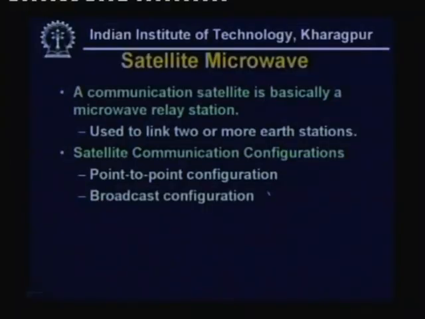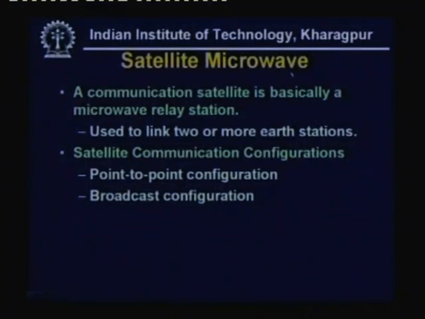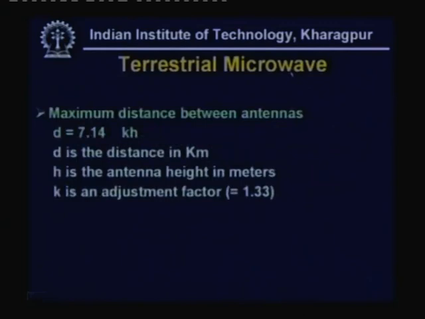We have discussed the terrestrial communication. Now comes the satellite microwave communication. We have seen in the previous slide that distance d is proportional to 7.14 root Kh. That means if we can make the height very high, we can cover a very large distance. So, why not put an antenna in the sky? That is the basic idea of satellite microwave.